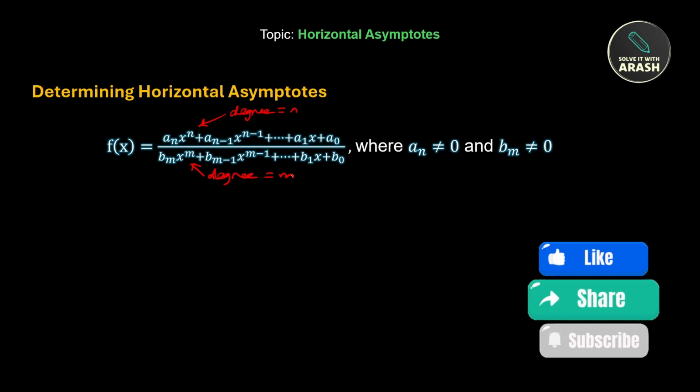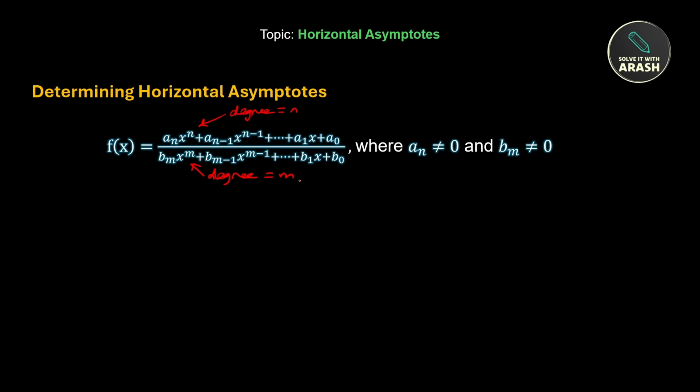Now, to investigate horizontal asymptote in this rational function, we're going to study three different cases. In case one, the degree of the numerator is less than the degree of the denominator, which is n less than m. If that happens, then the horizontal asymptote is going to be y equals 0. So here's the deal. Whenever the degree in the numerator is less than that in the denominator, then the horizontal asymptote is going to be y equals 0.